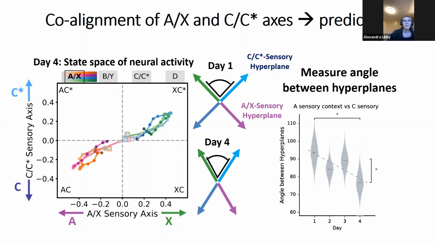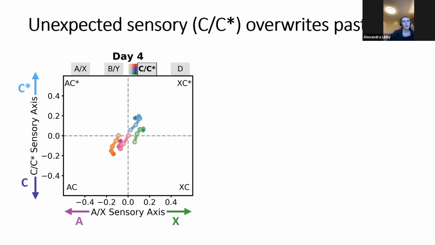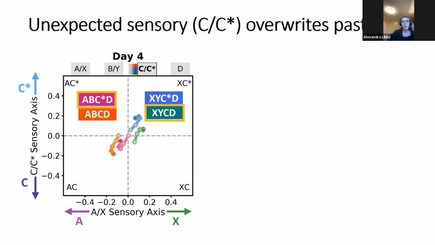Okay, so the next question is, how does this affect what the activity looks like later on in the sequence? So again, we're looking at day 4, and I've paused this video right before the C/C prime comes on. And you can see that A trials are correctly encoded on the left, and likewise, X trials are on the right. So now the question is, what happens when an unexpected stimulus plays? So I encourage you to look at either the pink or green trials.